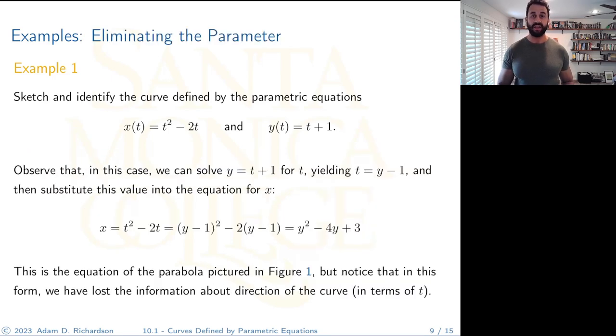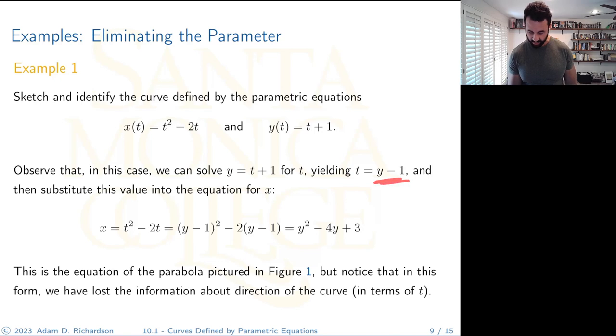Now let's talk about eliminating the parameter. So sometimes you can actually eliminate the parameter given a pair of parametric equations. And that essentially means taking one of those equations and substituting it into the other one. So what we're going to do here is we're going to take this equation, solve it for t, and then take that result and plug it into this equation. So here we go. If we solve this for t, we get t equals y minus 1. So this becomes this when you solve for t.